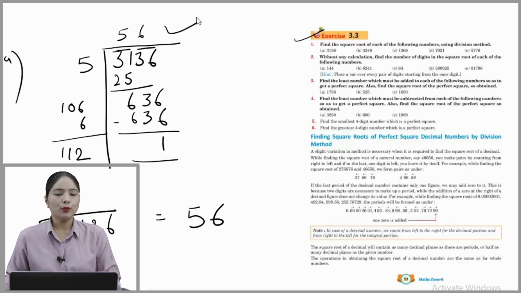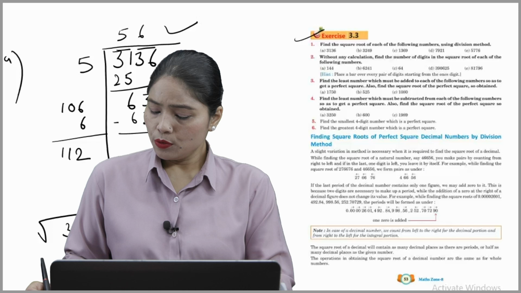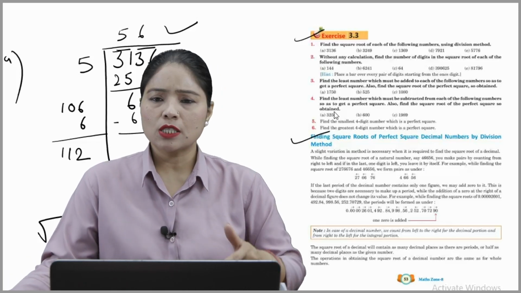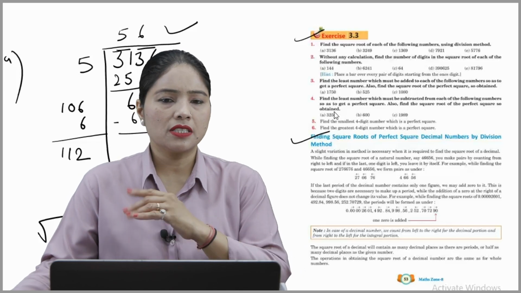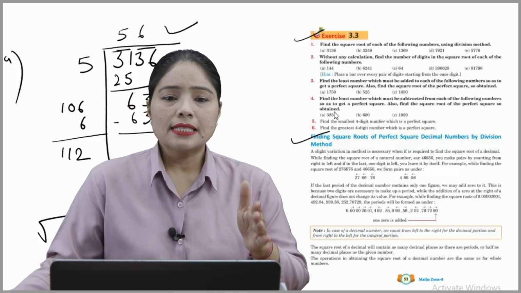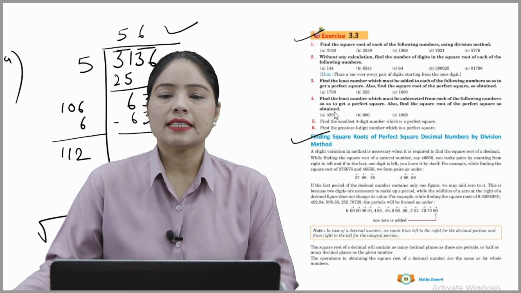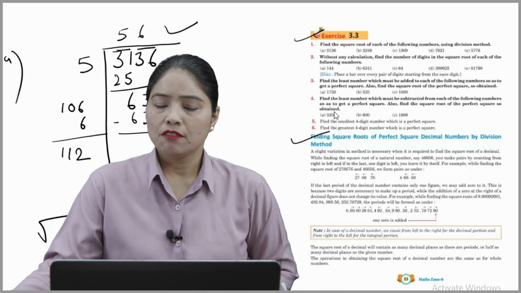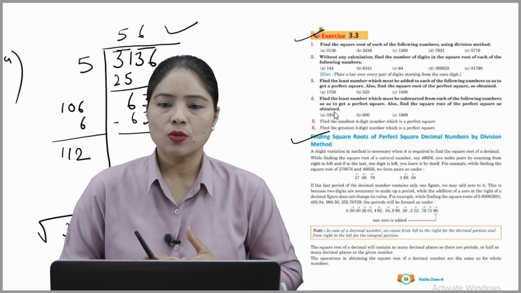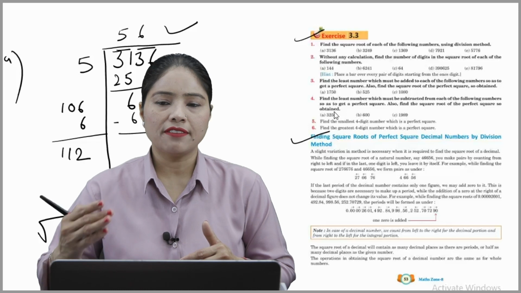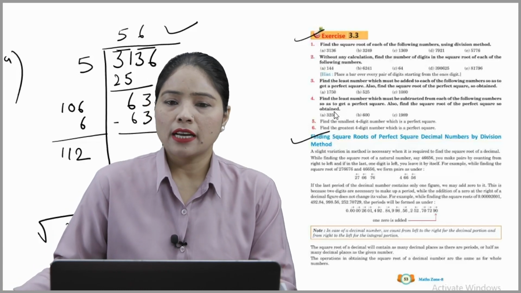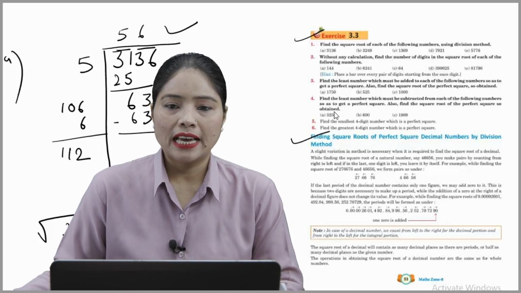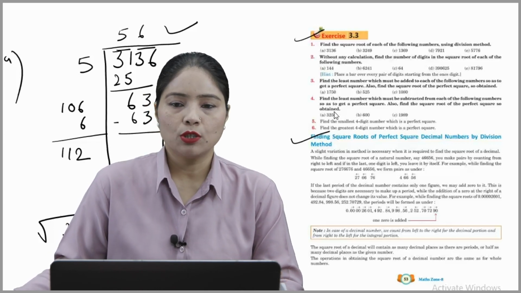So now move on to the next topic, which is finding square roots of perfect square decimal numbers by division method. A slight variation in method is necessary when it's required to find the square root of a decimal. While finding the square root of a natural number, say 46656, you make pairs by counting from right to left, and if one digit is left at the end, you leave it by itself. Yes, we know that.